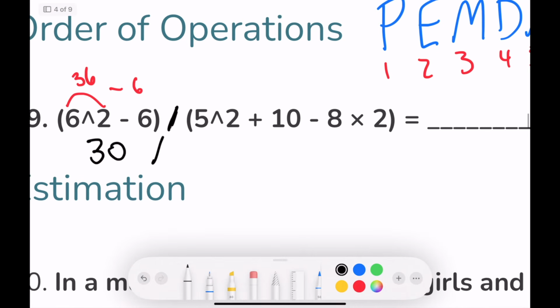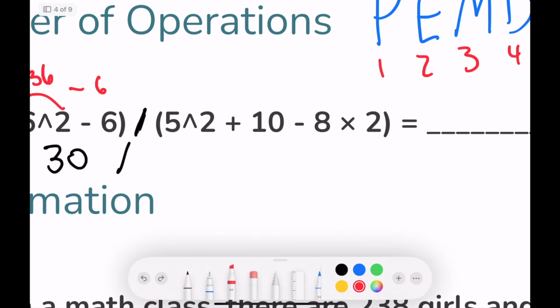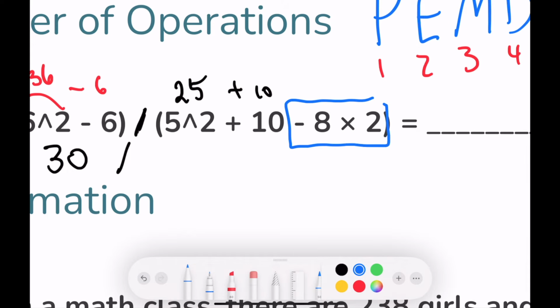Now we have this new and very nice looking parentheses problem, so we need to figure out what to do first. Well, luckily, the old eyes caught this right here, 5 to the 2nd power. 5 to the 2nd means 5 times 5, which is 25. We have this plus 10. Now we have a negative 8 times 2, which is minus 16.